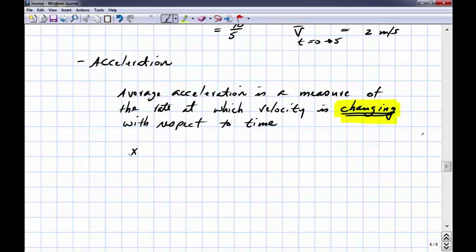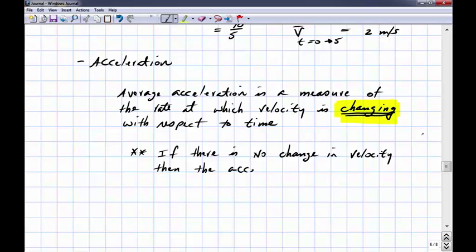We want to note also that if there's no change in velocity, then the acceleration must equal 0.